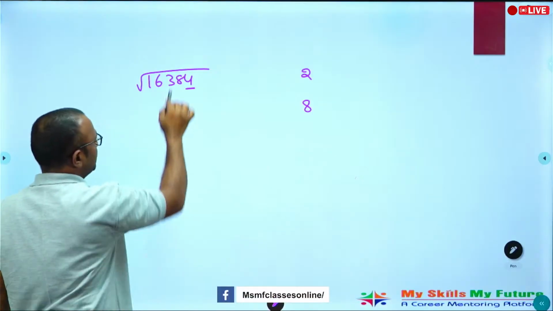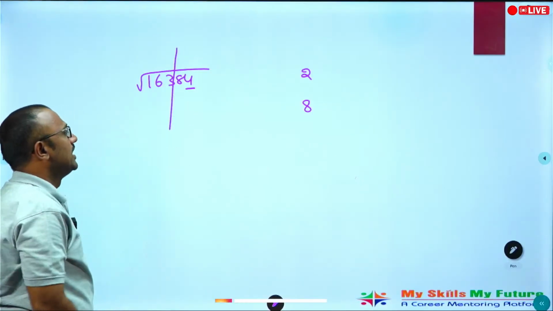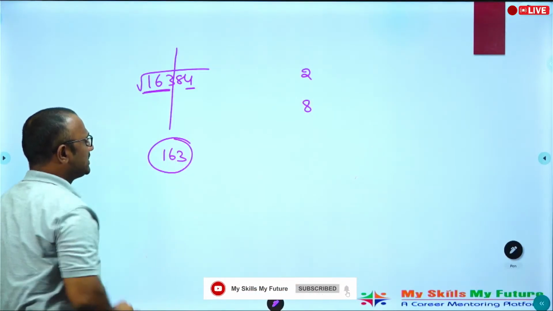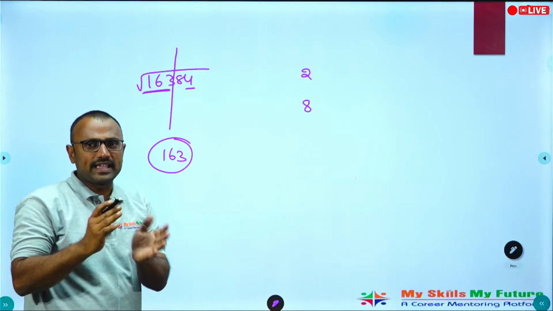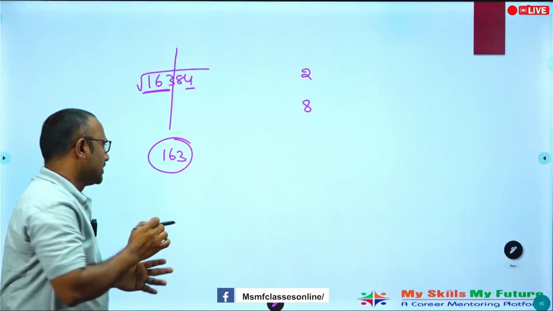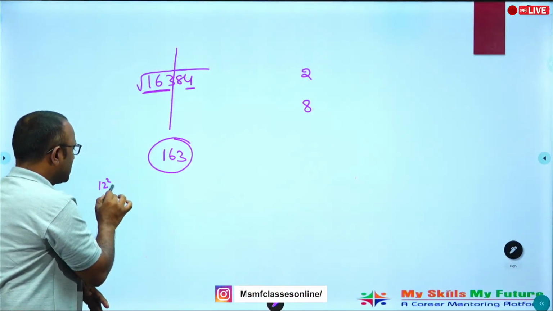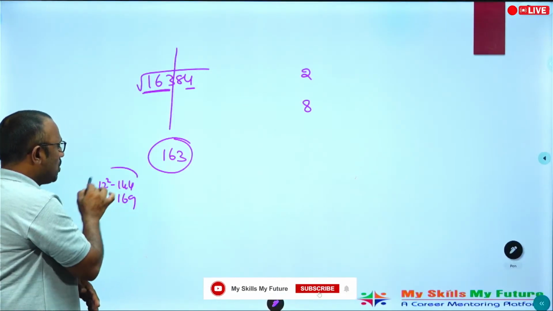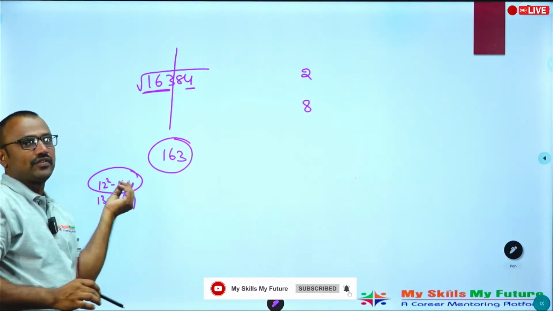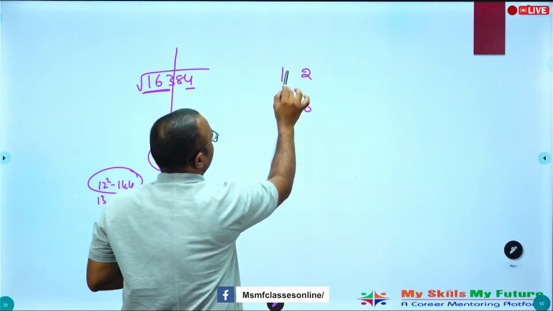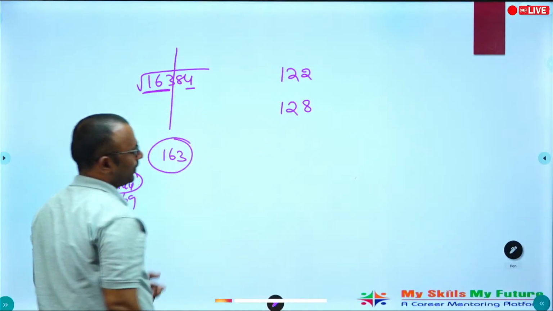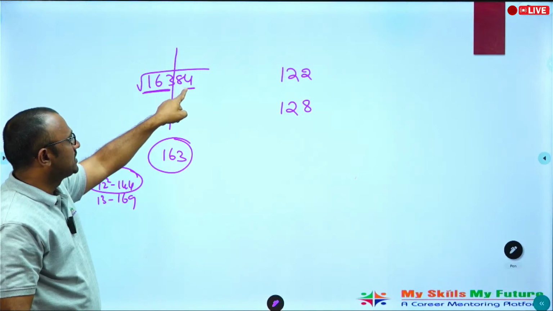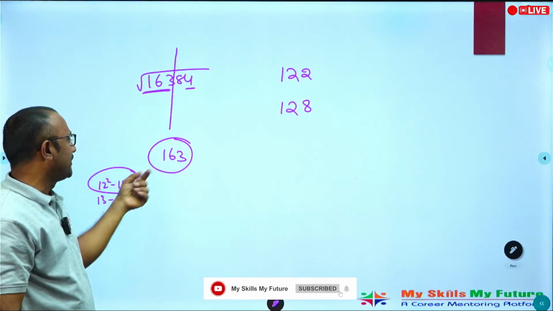Just eliminate the last two digits. 163 is there, so 163 lies after which square? 12 square is 144 and 13 square is 169. So 163 lies after 12 square, so here we can write 12_. Are you getting it? 163 is after 12 square.